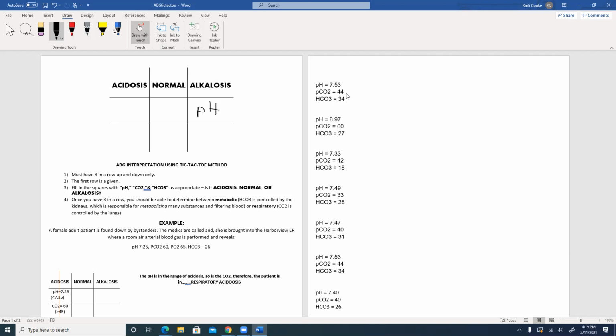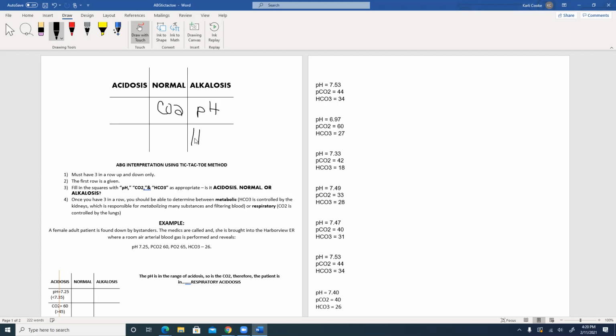PCO2 is 44. A normal PCO2 is 35 to 45. So I know 44 is normal. So I'm going to put CO2 here. Now, bicarb, 34. According to ATI, a normal bicarb is 21 to 28. Okay, so 34 is greater than 28, and a high bicarb is going to make the patient alkalotic.